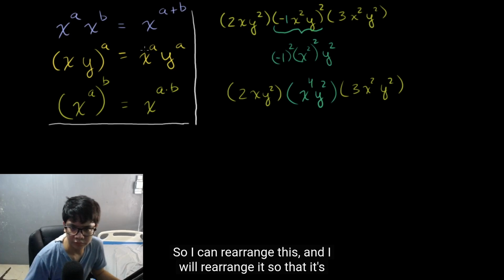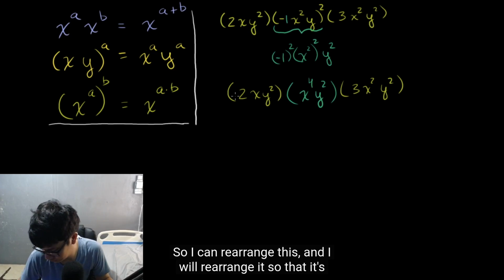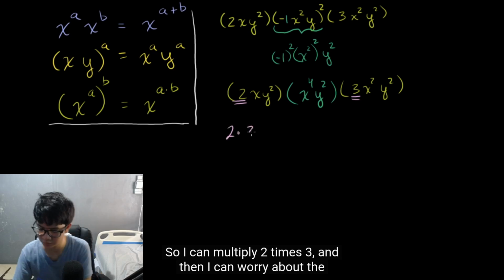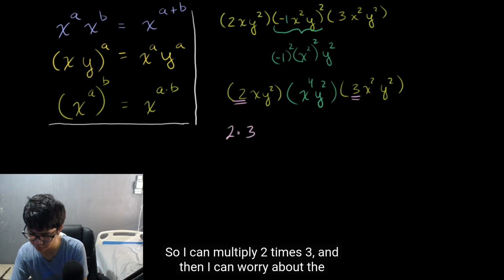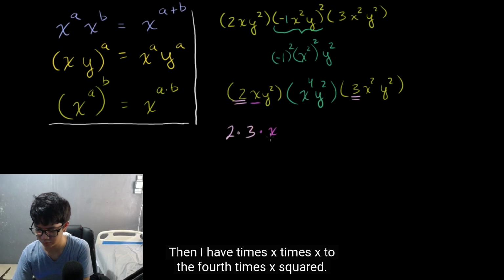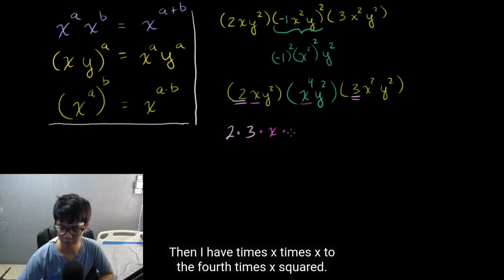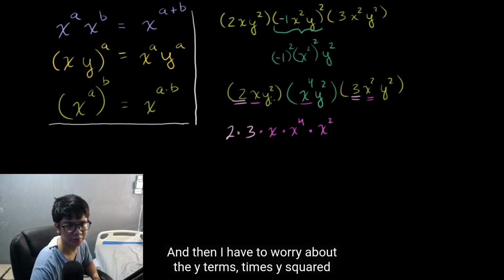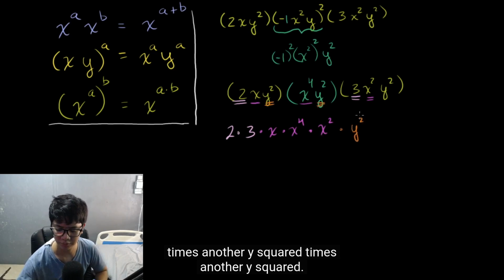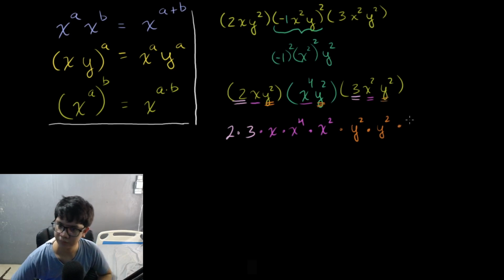So I can rearrange this in a way that it's easy to simplify. I can multiply 2 times 3, and then I can worry about the x terms. Let me do it in this color. Then I have times x times x to the 4th times x squared times x squared. And then I have to worry about the y terms: times y squared times y squared times another y squared times another y squared times another y squared.